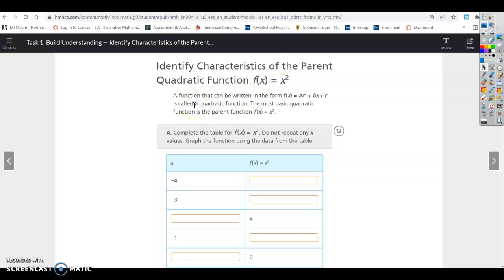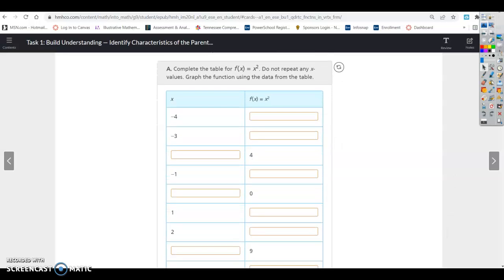A function that can be written in the form f of x equals ax squared plus bx plus c is called a quadratic function. The most basic quadratic function is the parent function f of x equals x squared. Complete the table for f of x equals x squared. Do not repeat any x value. Graph the function using the data from the table.